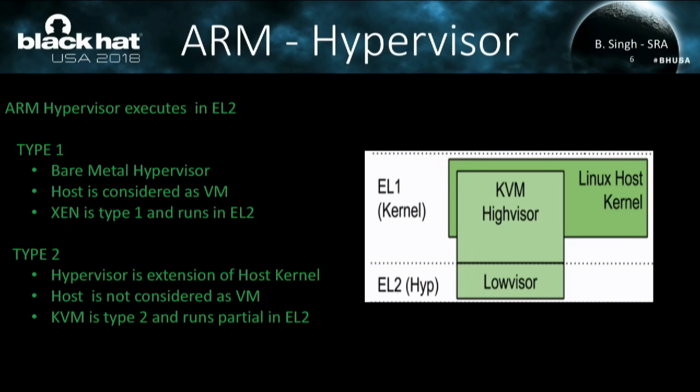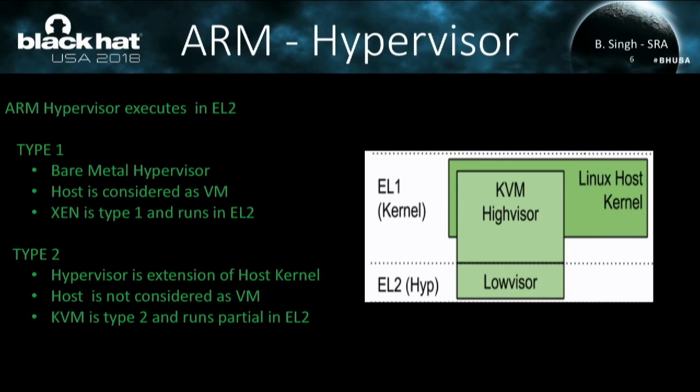And there are two kinds of hypervisors, type 1 hypervisors and type 2 hypervisors. So type 1 hypervisors are the bare metal hypervisors, and the host is considered as a VM in that. So that is the main difference between type 1 and type 2. So host is considered as a VM, and Xen is a classic example of type 1 hypervisor, and it runs completely in EL2 on ARM.